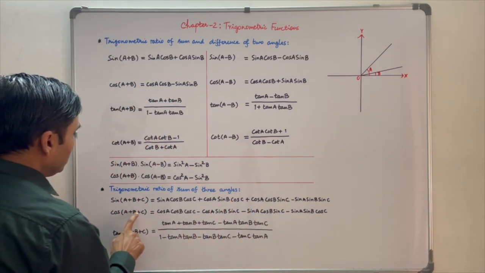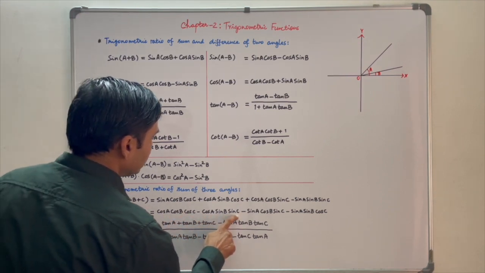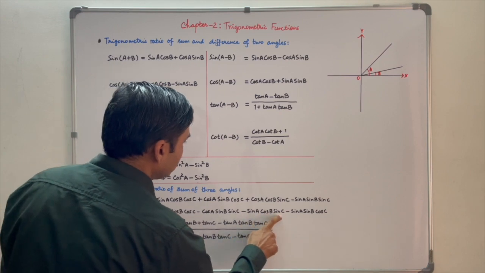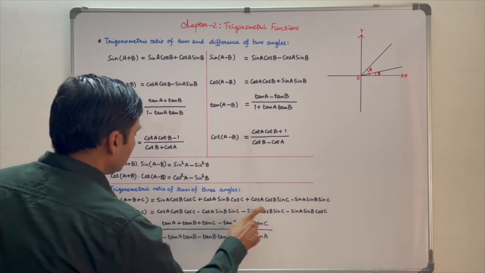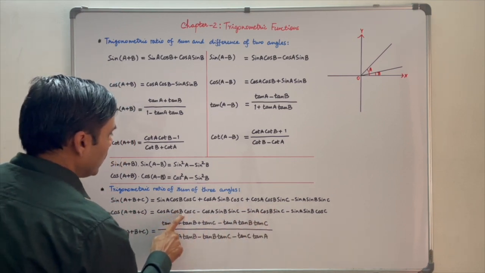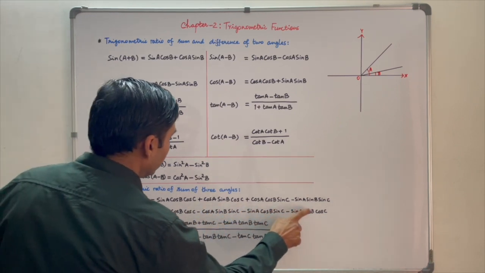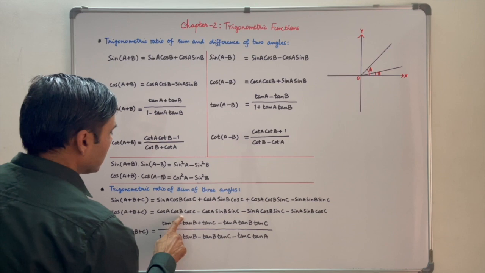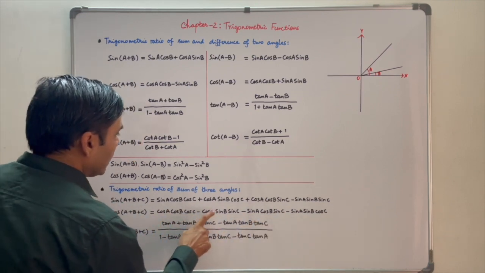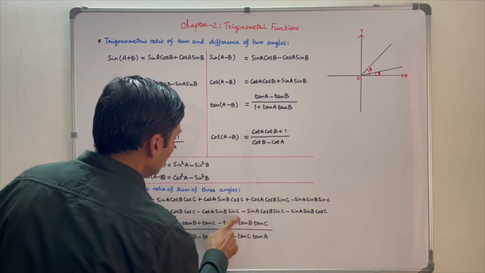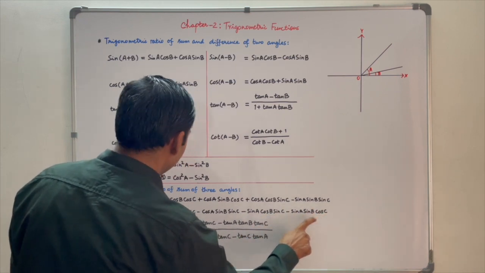Similarly, cos A plus B plus C is equal to cos A cos B cos C minus cos A sin B sin C minus sin A cos B sin C minus sin A sin B cos C. This also is easy to memorize. There will be four terms, 1, 2, 3 and 4 terms. First term will be positive, other three will be negative. Angles will come in that order, A, B and C. First term will be all cos and other three terms will be 1 cos and 2 sin. It will start with cos A, then cos B, then cos C.